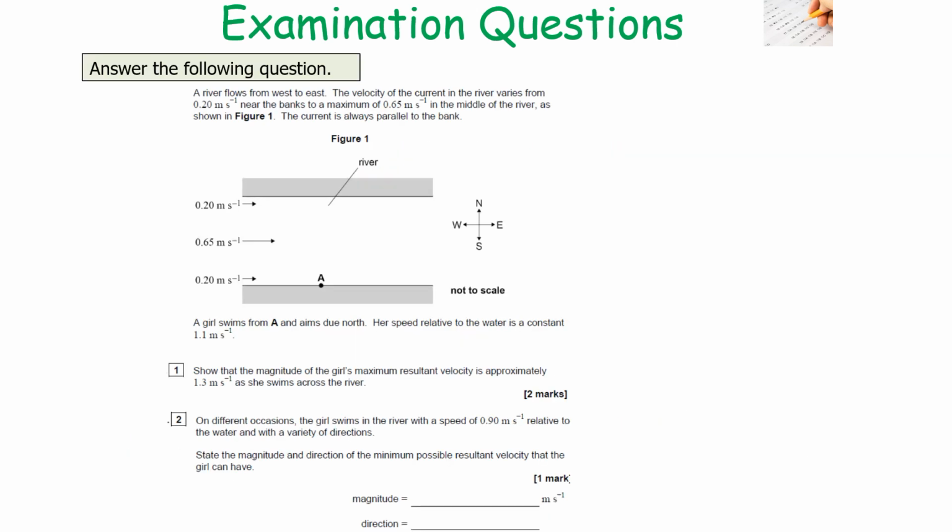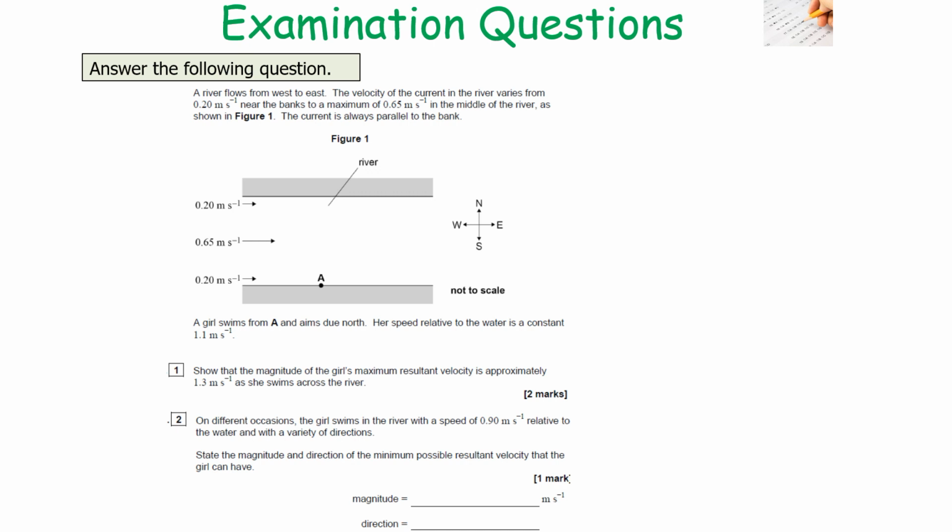A river flows from west to east. The velocity of the current in the river varies from 0.2 meters per second near the banks to a maximum of 0.65 meters per second in the middle of the river. The current is always parallel to the bank. A girl swims from A and aims due north. Her speed relative to the water is a constant 1.1 meters per second, so that the magnitude of the girl's maximum resultant velocity is approximately 1.3 meters per second as she swims across the river.